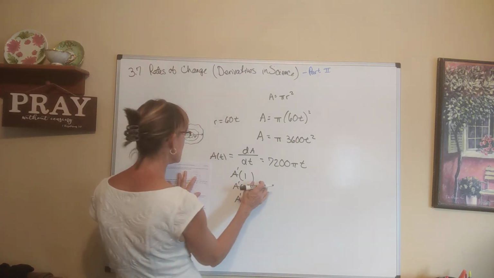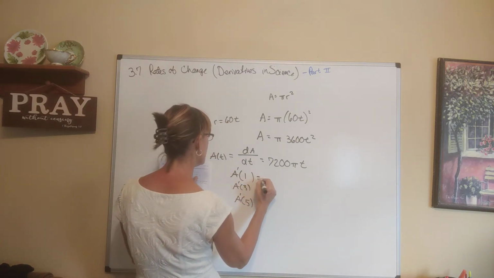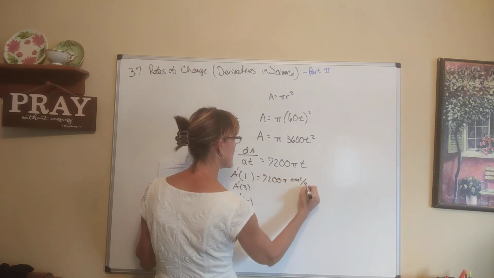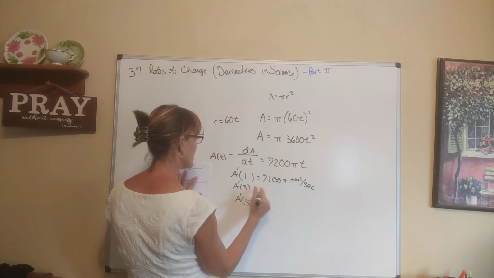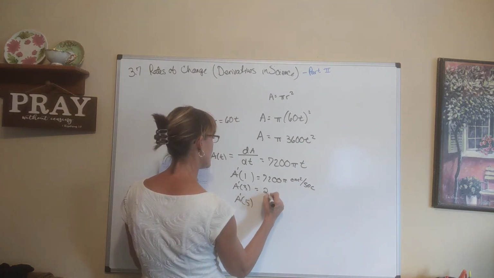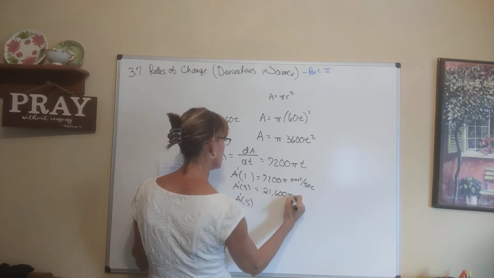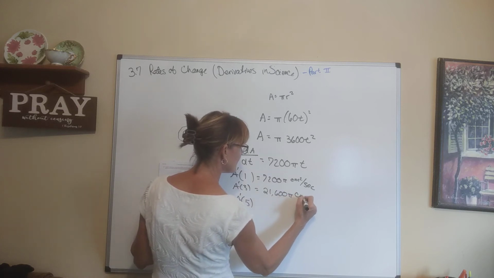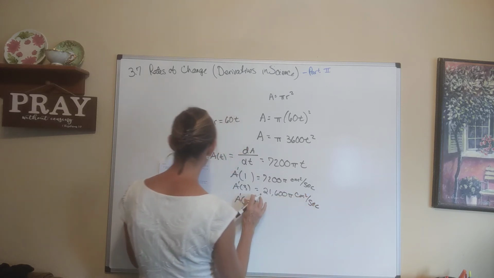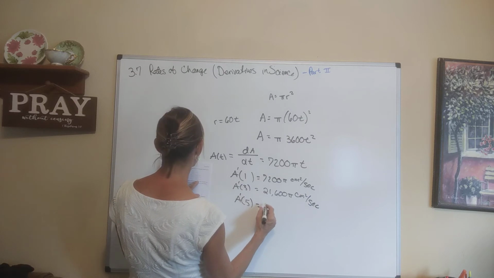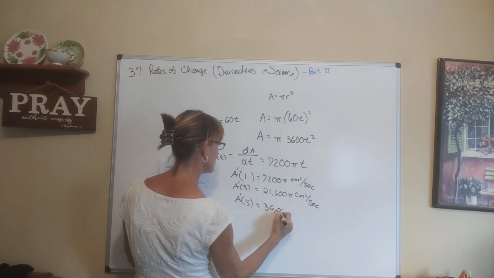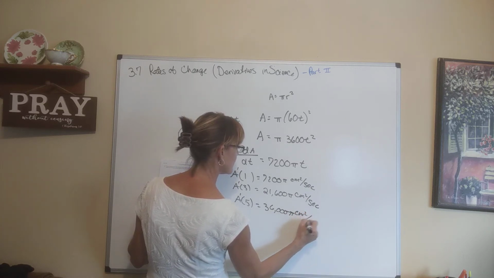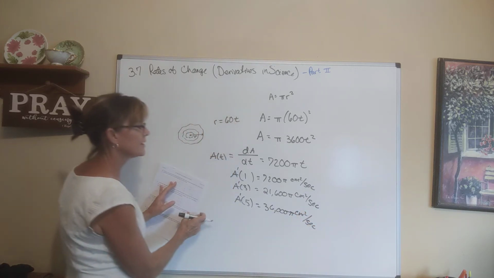And so it's getting bigger at the rate of 7,200 pi centimeters squared per second after 1 second. And then it's getting bigger at 21,600 pi centimeters squared per second after 3 seconds. And it's changing at a rate of 36,000 times pi centimeters squared per second after 5 seconds.